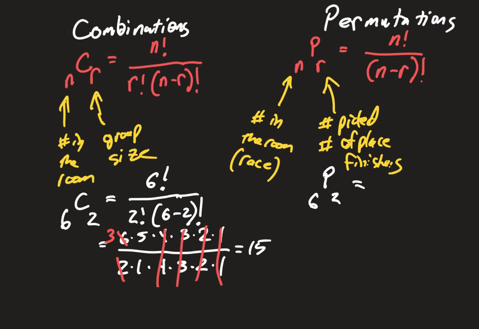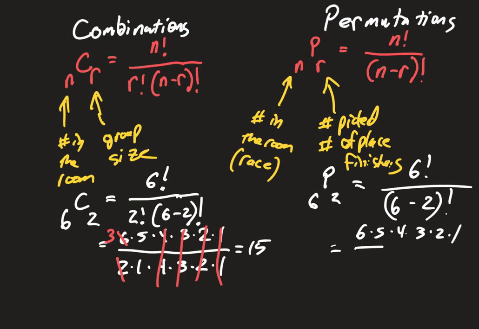To use the formula, it'd be n factorial, which is 6 factorial, divided by 6 minus 2 factorial. So in the numerator, 6 times 5 times 4 times 3 times 2 times 1. In the denominator, 6 minus 2, well, that's 4. 4 factorial is 4 times 3 times 2 times 1. Reduce, reduce, reduce, reduce. 6 times 5, there are 30 ways in a race with 6 people. There are 30 different ways to come in first or second place. That's combinations and permutations.